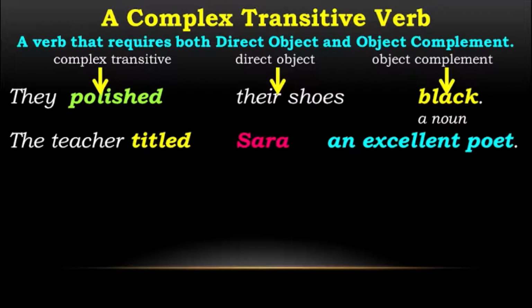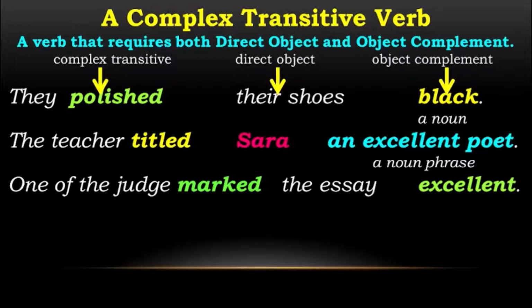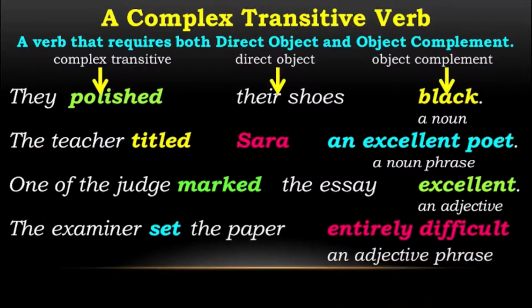The teacher titled Sarah an excellent poet. Here we have title. Sarah is your direct object. An excellent poet is a noun phrase. Similarly, we can have an adjective as object complement. The judge marked the essay excellent. Okay? Marked is your transitive verb and this is called a complex transitive verb. And the essay is the direct object, and excellent is the object complement.